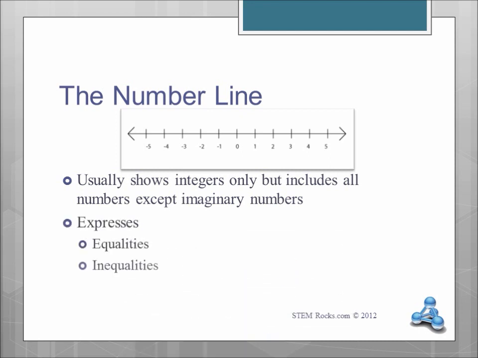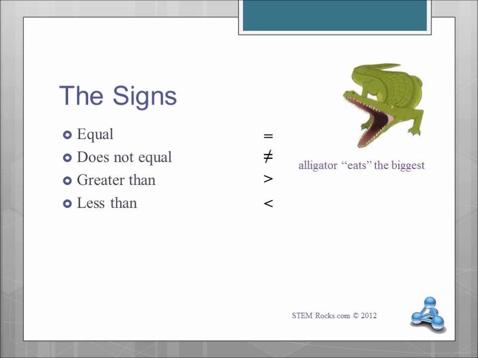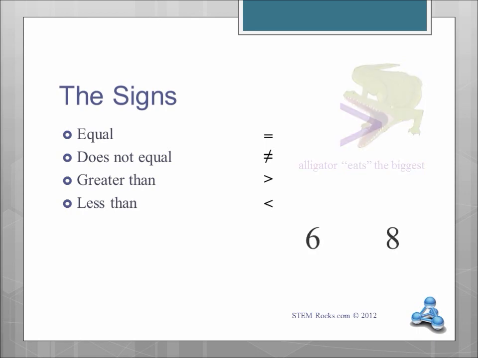The number line helps us express equalities, inequalities, as well as magnitudes. We do this using signs. The equal sign, the does not equal sign, greater than, and less than. For some, greater than and less than presents a little challenge, but if you remember this little tool, it will help you to determine which sign to use. The alligator always eats the biggest number.